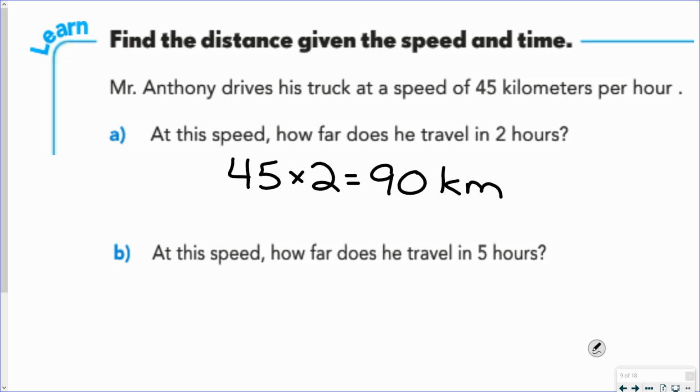So for part B, we want to figure out how far he travels in 5 hours. Well, it's the same idea as part A, except instead of traveling for 2 hours, he's traveling for 5 hours. So we would take 45 times 5, which gives us 225 kilometers.